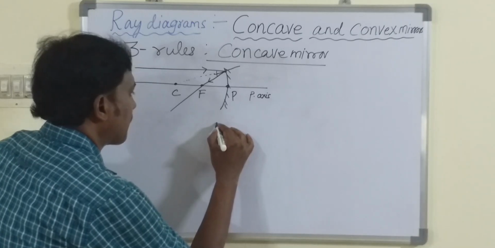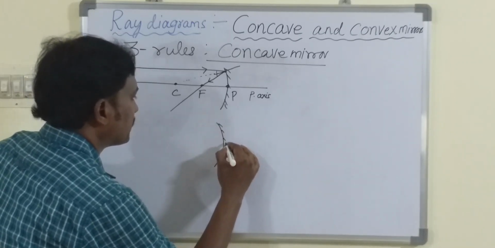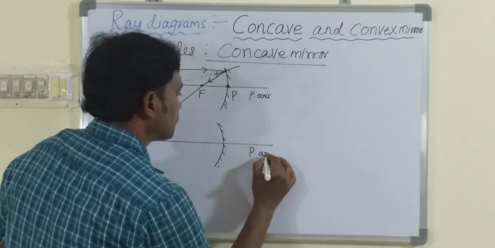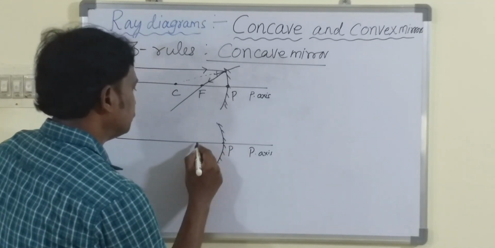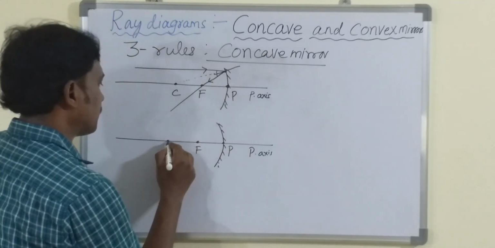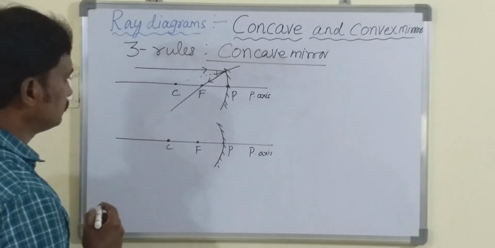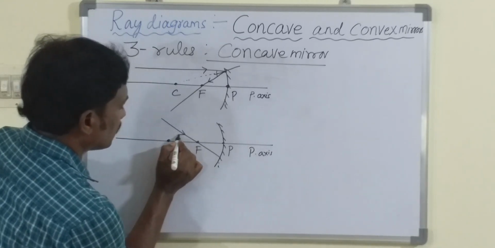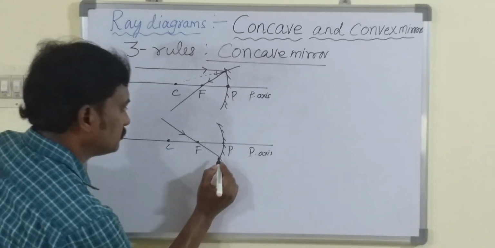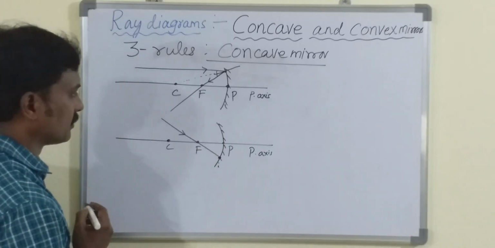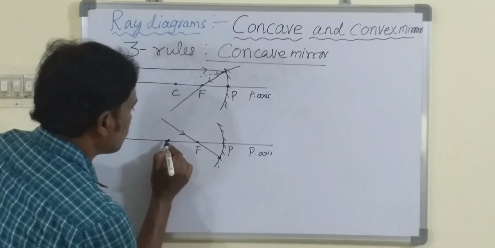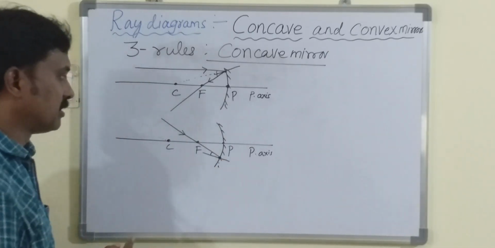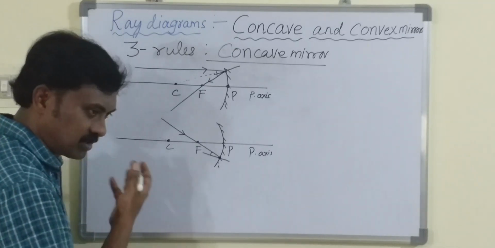Now let us see the second rule, which will be opposite to the first rule. This is the principal axis, this is the pole, this is the focus, and this is the center of curvature. Now suppose a light ray is passing through the focus. This is the point of incidence. At this point of incidence, you draw the normal. The normal will pass through the center of curvature. Now again you find the angle of incidence and draw the reflected ray.